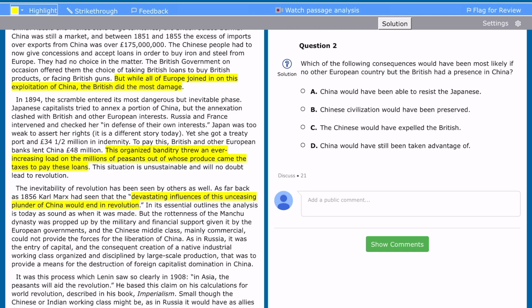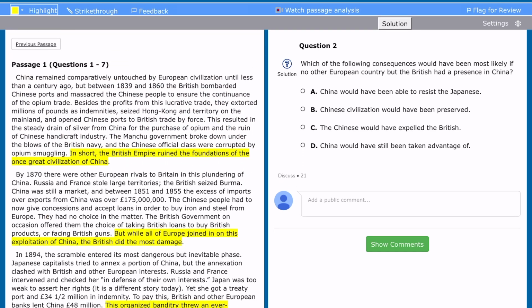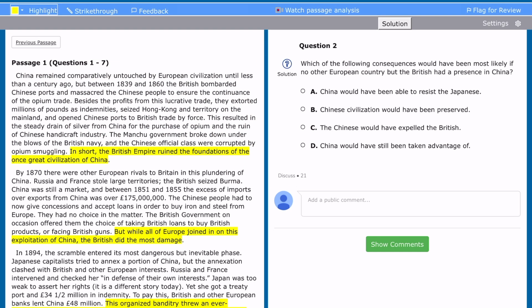The point being made here is that although British began this plundering of China, even if all the other countries had not stepped in, Britain would still be involved in the plundering of the wealth of China and ruining the foundations of China. Therefore, the answer choice is D. China would still have been taken advantage of, even if the other countries had not stepped in. Even if the British were the only presence in China, China still would have been extorted and exploited.